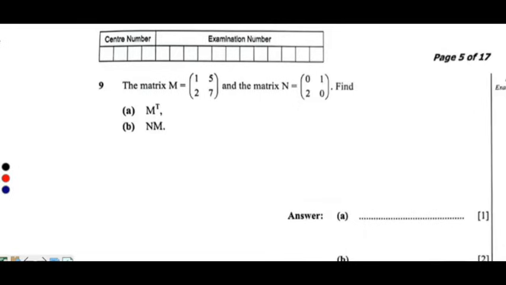Now, on question 9, we also have question A and B. The matrix M is equal to this matrix, and the matrix N is equal to this matrix. Find M^T. So, we answer our first question, we find M^T. This M^T is read as the transpose of matrix what? T. T stands for transpose. Okay? T stands for transpose. So, the transpose of the matrix.